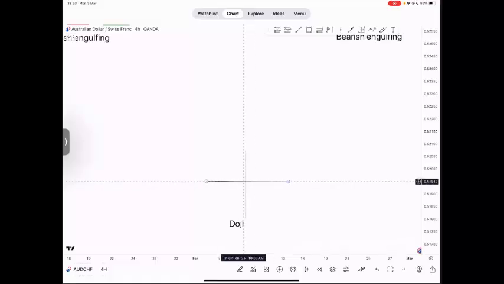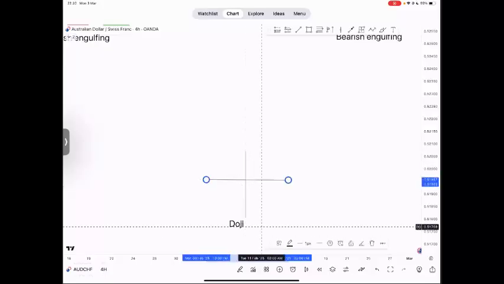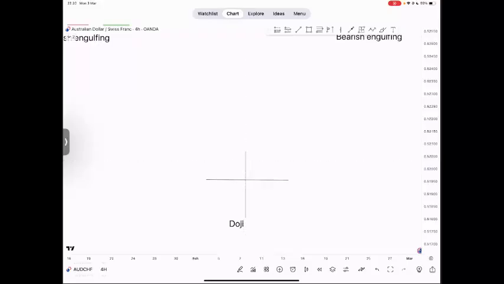Can you see any color here? Can you see this thing as well? This is not red, neither is it green, right? This is an indecision candlestick. It does not have a body, so you're not going to see any color. It is indecision for one reason, because it is neither bullish nor bearish. You understand? So there's no color there.